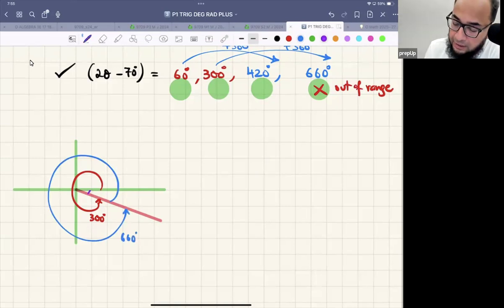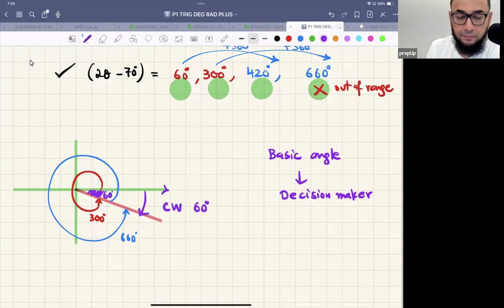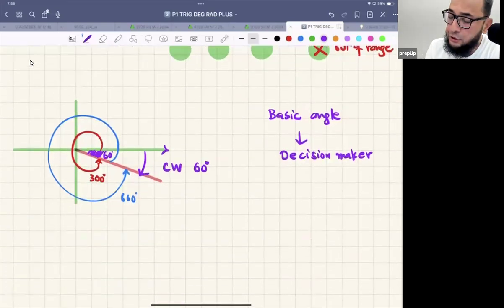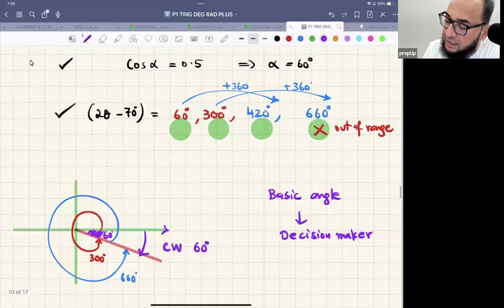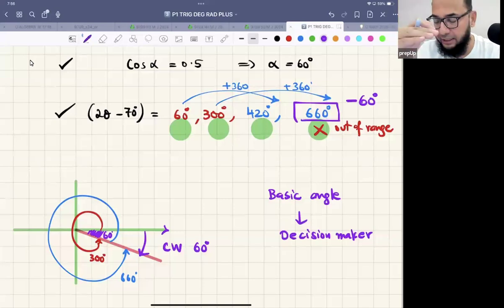Now we know that the decision is made by the basic angle. So basic angle, this angle is the decision maker. So when this is the decision maker, this angle is 60. Why don't I go clockwise 60 degrees? Clockwise 60 degrees will make me reach the same point. So therefore, instead of 660, what will I write? Negative 60 degrees. So that is special about this question. You go clockwise 60 degrees.